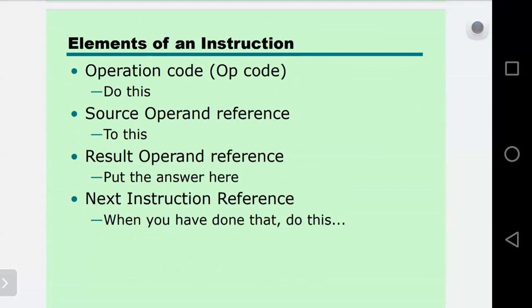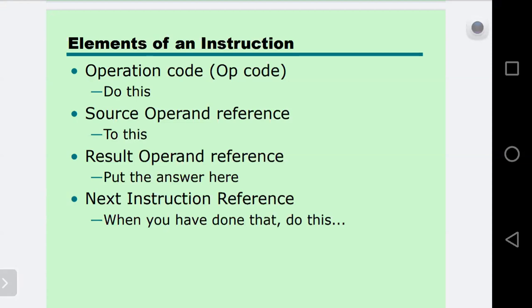Now, what is opcode? Opcode means do this, like add, sub, multiplication, so MUL, division, DIV. All these are examples of opcode. Opcode means do this, like add. And source operand reference tells on which elements to do this. That is the operand: opcode, operand. So add R1, R2. Whatever values are in R1 and R2, you add both the values. R1, R2 is nothing but the operand.